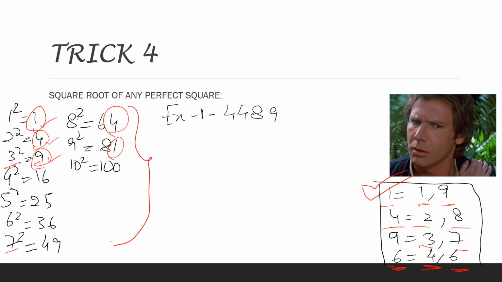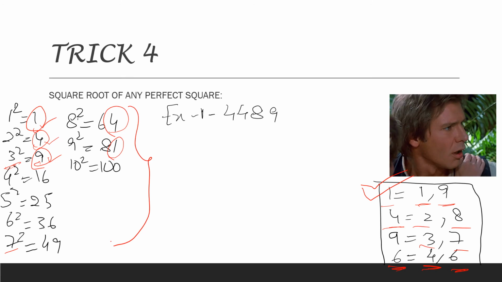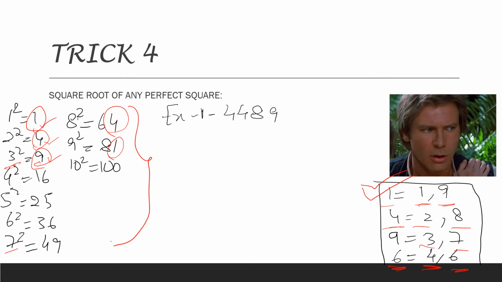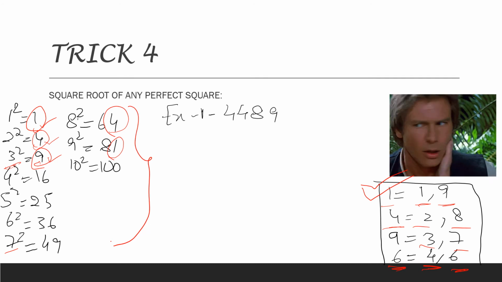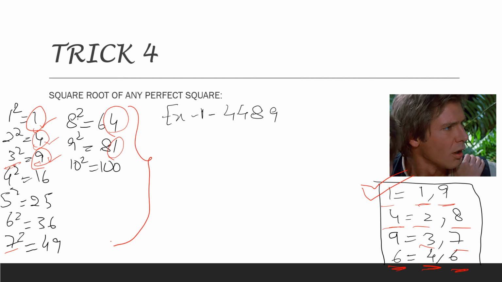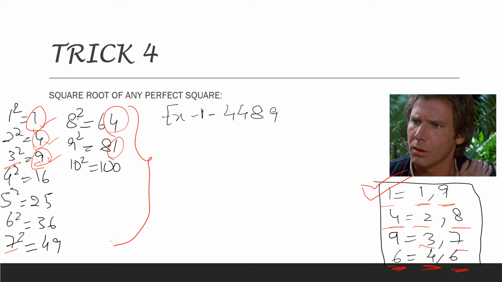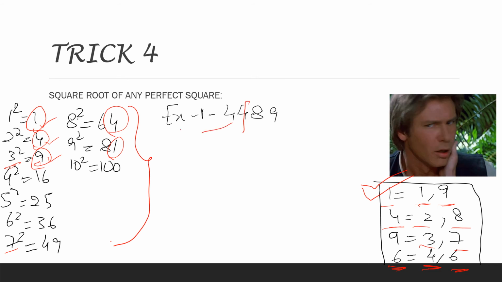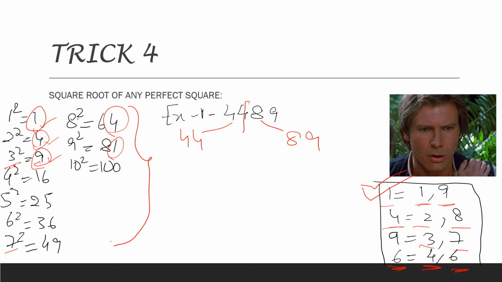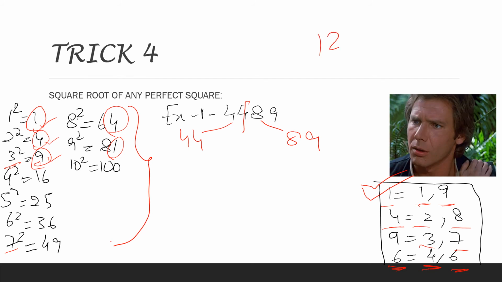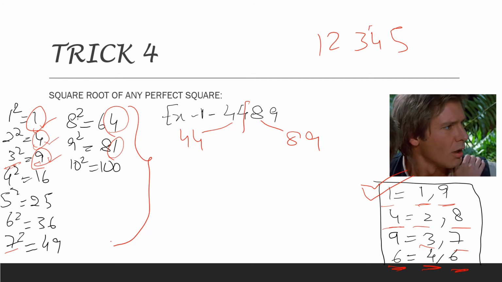Let's take the first example. The number is 4489. Now you need to split this into two parts. As it's an even number of digits, we can easily split it into two halves, 44 this side and 89 this side. What if the number has an odd number of digits, like say 1, 2, 3, 4, 5? Then you have to split it accordingly.